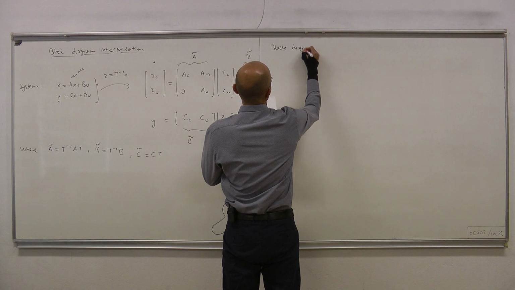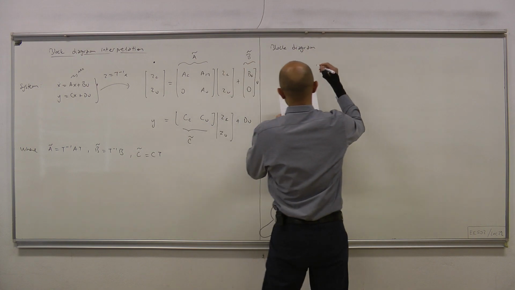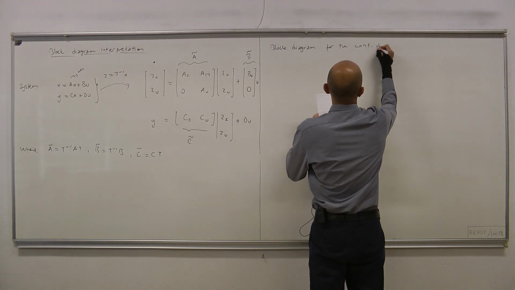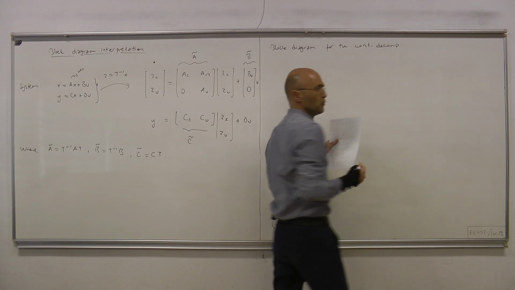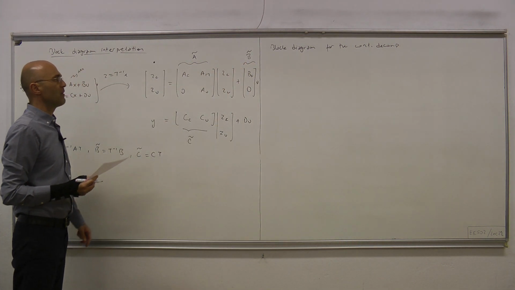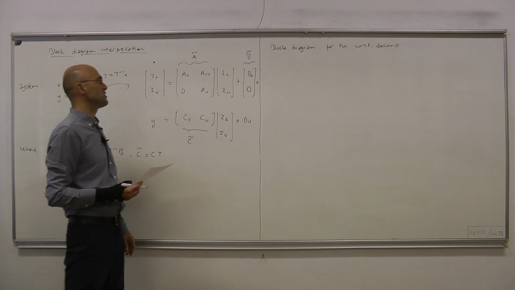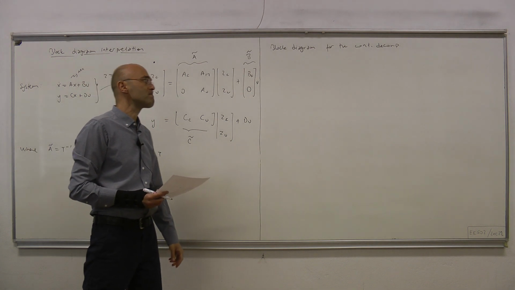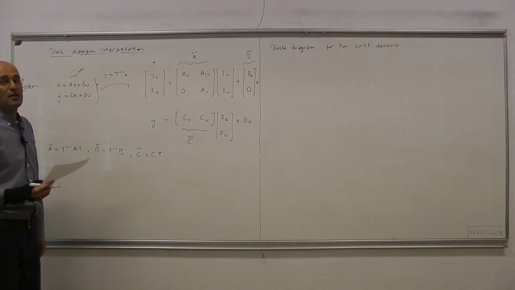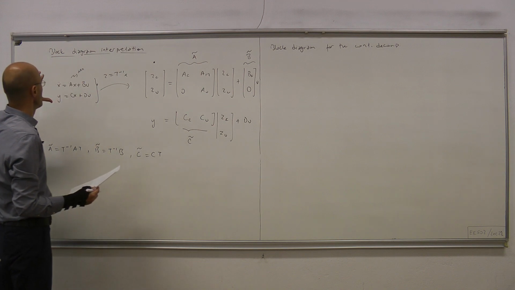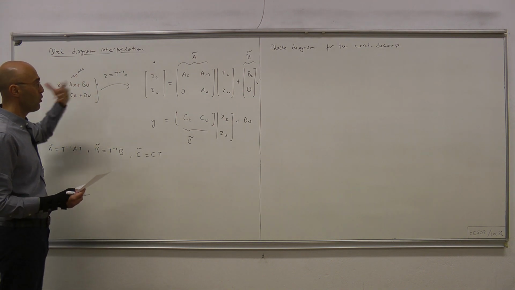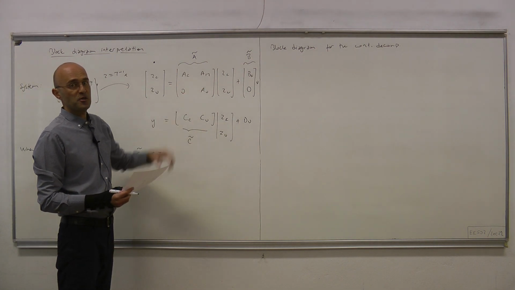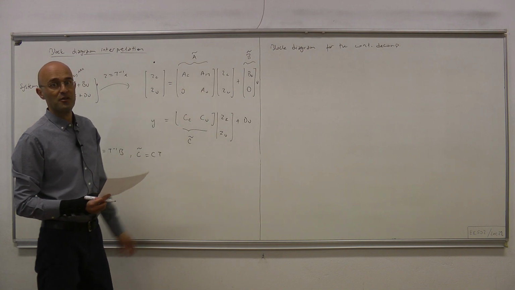Block diagram for the controllable decomposition. Now, the very important thing that we will be using at this point is the fact that these two systems are algebraically equivalent, so they produce the same transfer function. Therefore, in order to study the transfer function of this system, we can always use this state space representation because it will produce the same transfer function.